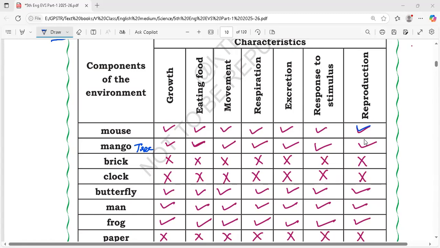Brick, it has no growth. It doesn't need food. It has no movement. It has no respiration. Excretion does not take place. Response to stimulus does not take place in brick. Reproduction also does not take place. Therefore, it is a non-living thing.